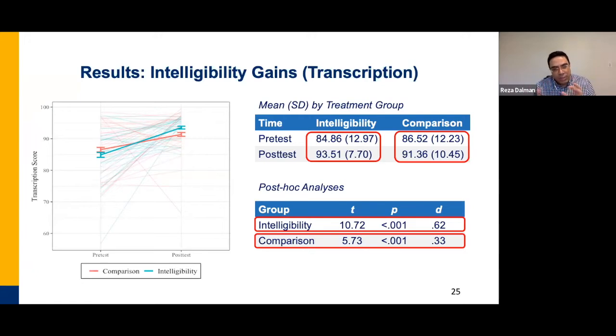But something noticeable here was that the effect of instruction, as shown by Cohen's d, was larger for the intelligibility group than the comparison group. So, although both the intelligibility and the comparison group improved from the pre to post test in intelligibility, the effect of instruction was larger for the intelligibility group than the comparison group.